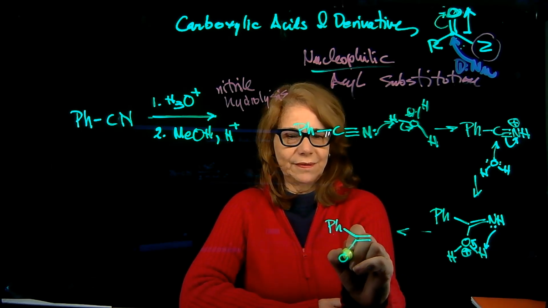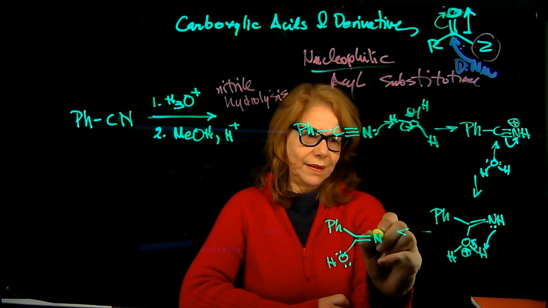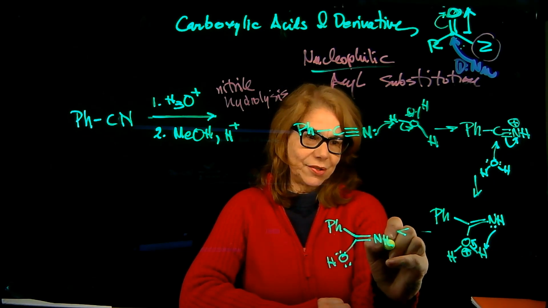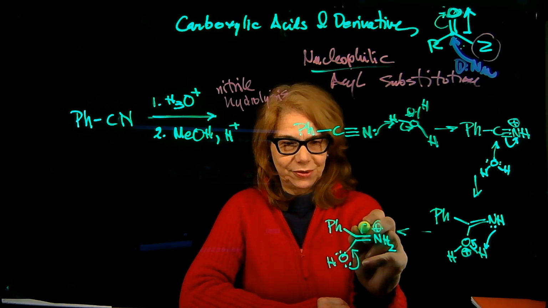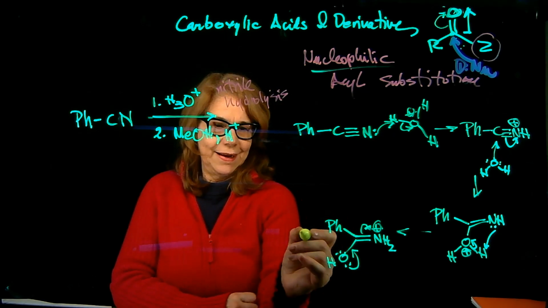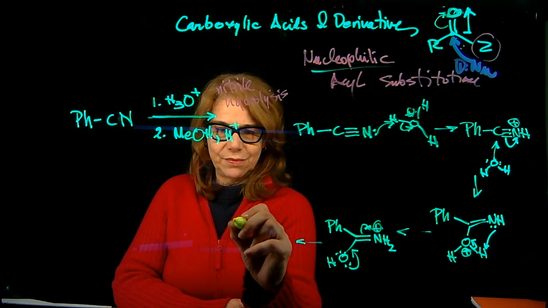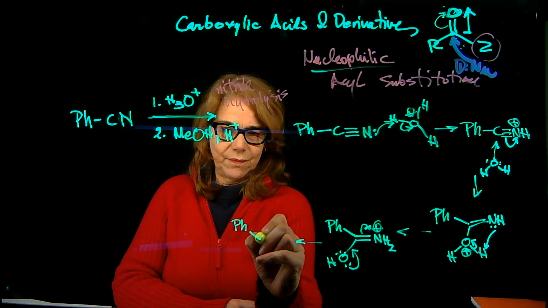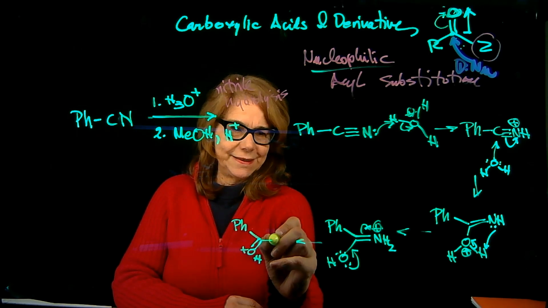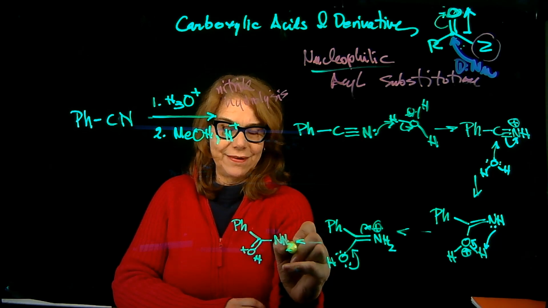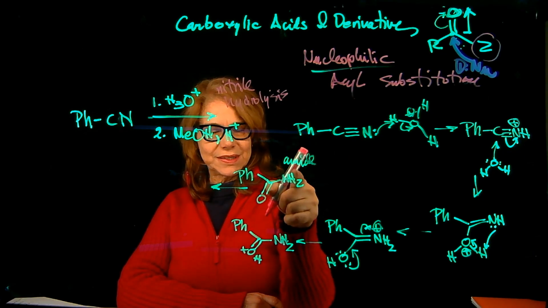And this is OH, and this is NH2, but now you're forming a carbonyl here, and let's see what the nature of the product is. So now it's protonated, and this is a conjugate acid of an amide, and I'm going to draw it. This is my amide.